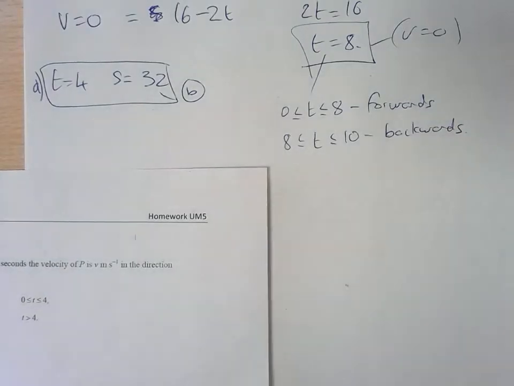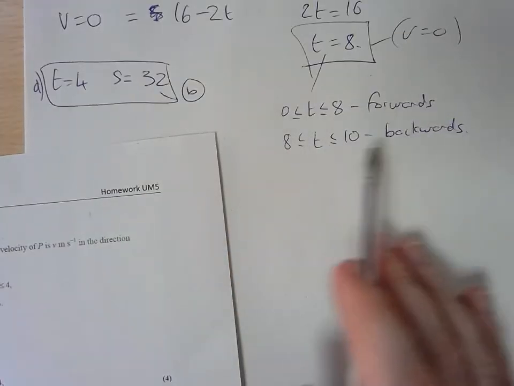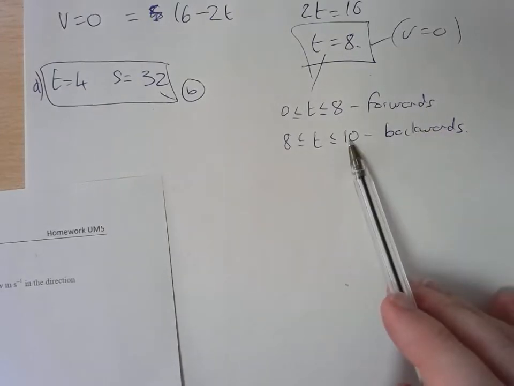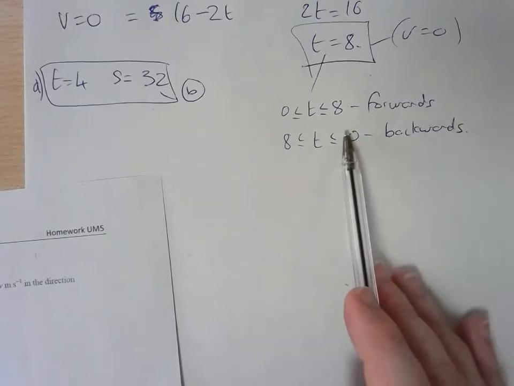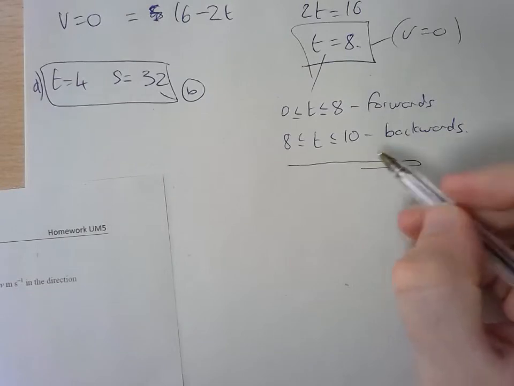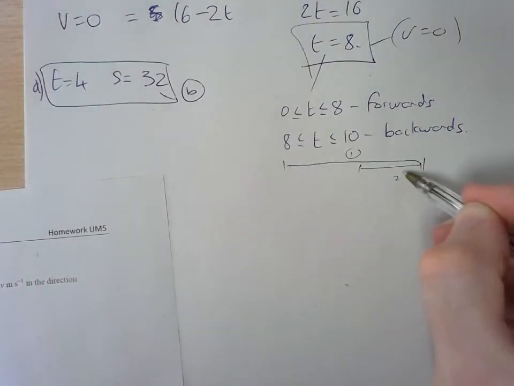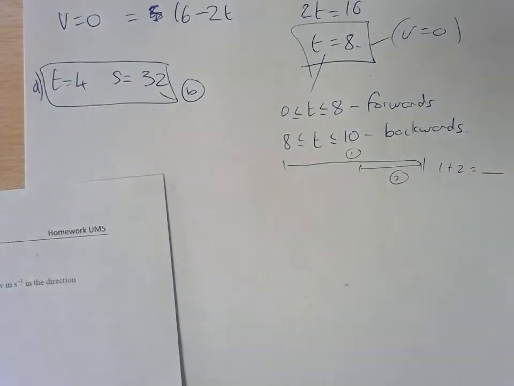Which does actually make a difference because we're asked to find total distance travelled, so we need to do the forwards distance plus the backwards distance. Because if it said displacement, we'd just go straight to 10, but because we're after distance travelled, we need to do the forward bit and then the backward bit. So we're going to have essentially something that looks like this. So we need to work out this distance here, and this distance here, and do 1 plus 2, which will give us our final answer.